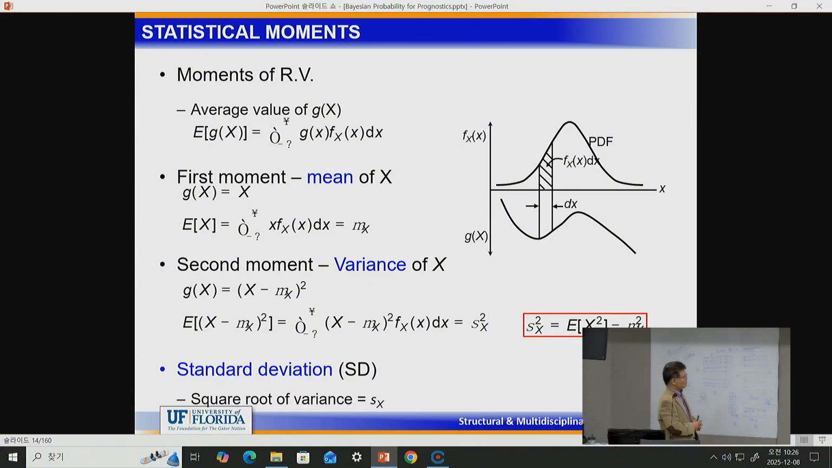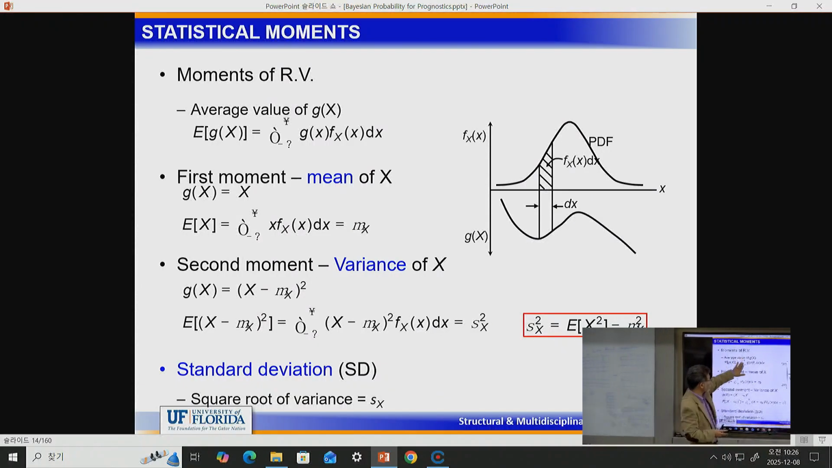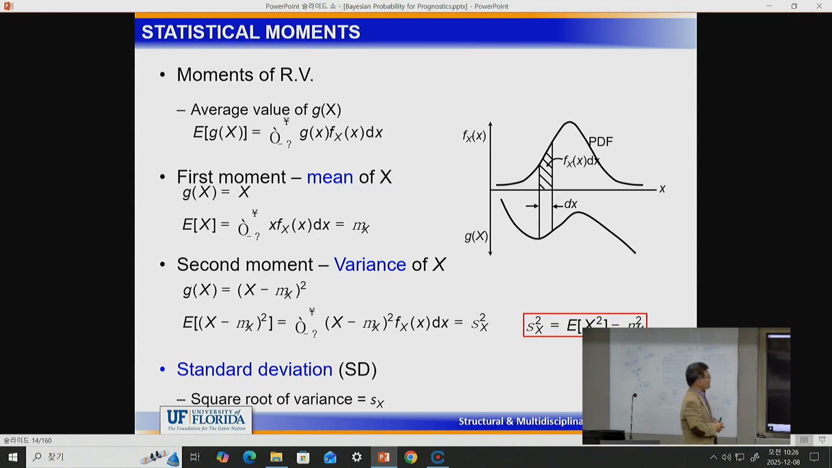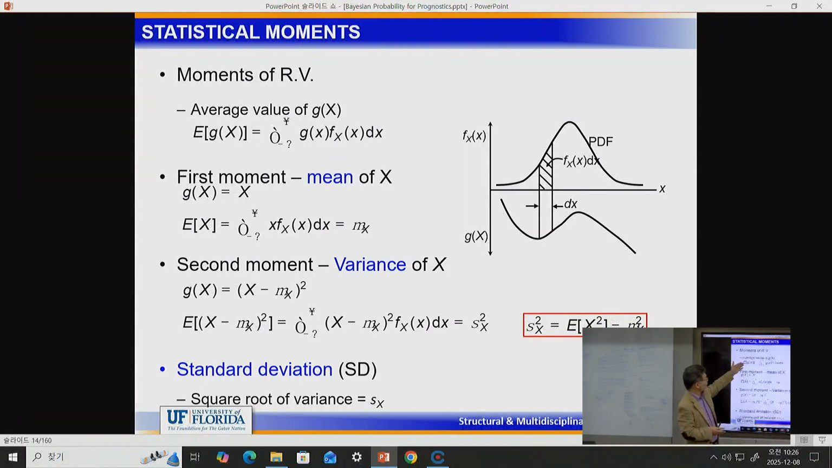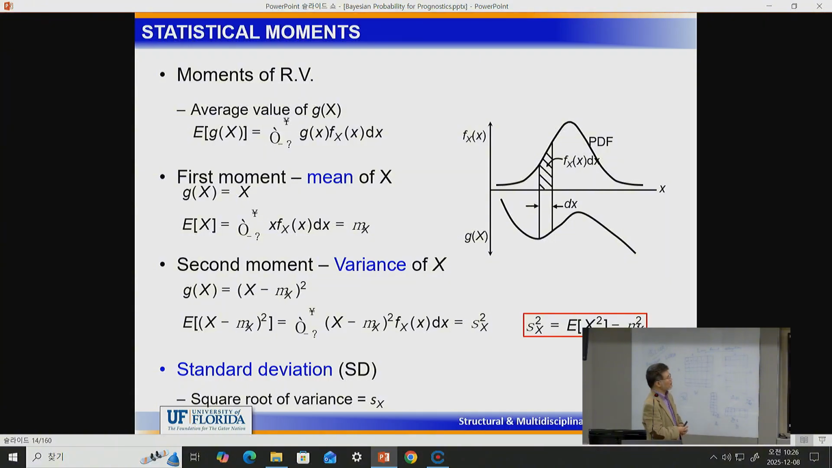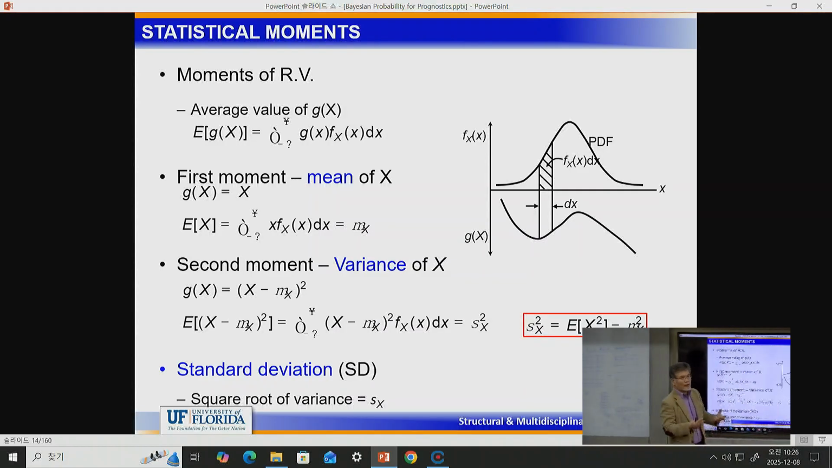Moments. So this is the integral from negative infinity to positive infinity. Sorry about the font. Moments over a function g. This E is called expectation. So the expectation of a function g, which is a function of the random variable X, is where you multiply g of x by the PDF of x and integrate it. Then it's called the expectation.